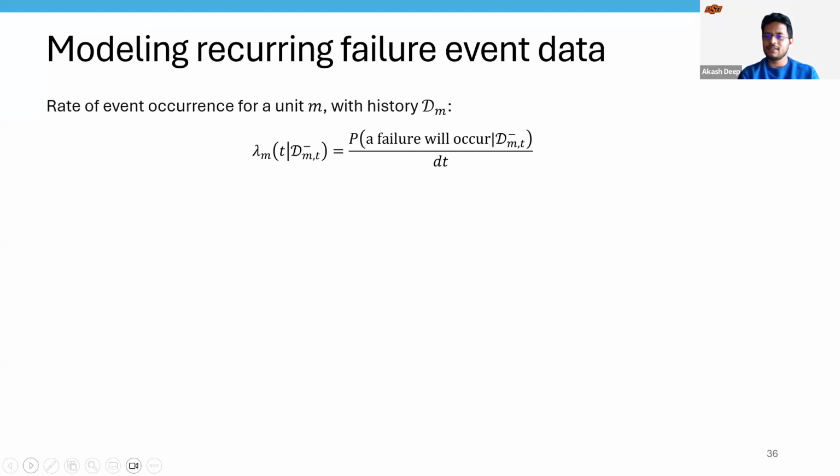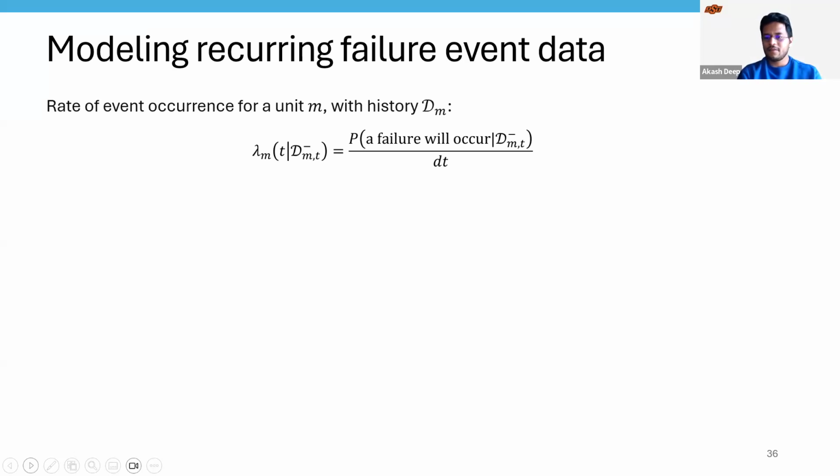What we can very easily think of modeling is something called the rate of event occurrence. Let's denote that using lambda here. If you look at the equation, it's fairly simple. What we are interested in modeling is the probability that a failure will happen, given what has happened in the past, in a very short amount of time.